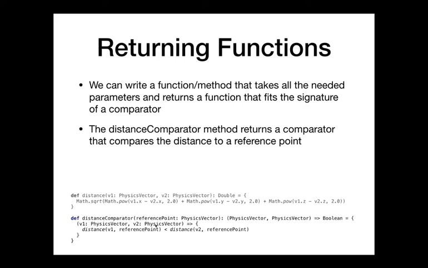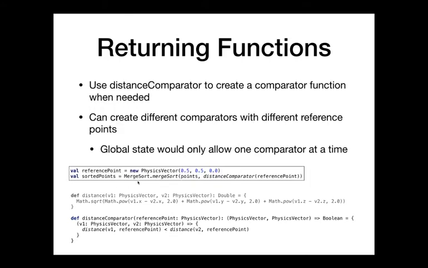Takes 2 physics vectors that it needs to compare, computes the distance of each to the reference point, and then it sorts by the less than operator, so we can have the points closest to the reference point first in our sorted order. So if we want to sort based on distance to this reference point, we're going to call distance comparator with the reference point. That gives us the comparator in the format that we're looking for that can just take 2 vectors and is a pure function with those 2 inputs. We'll always return the same output.